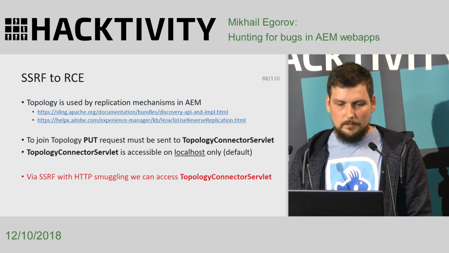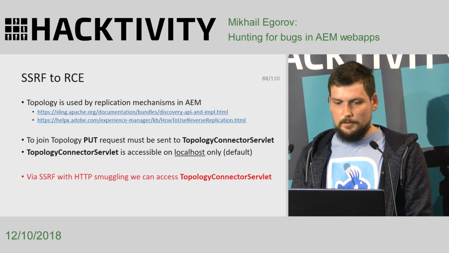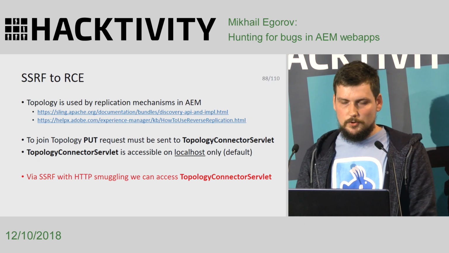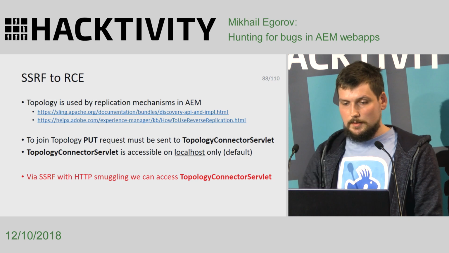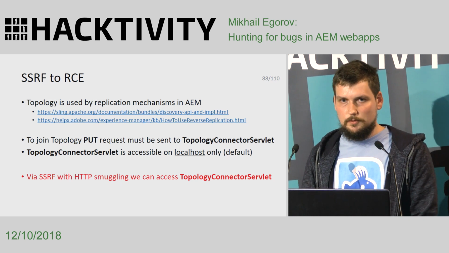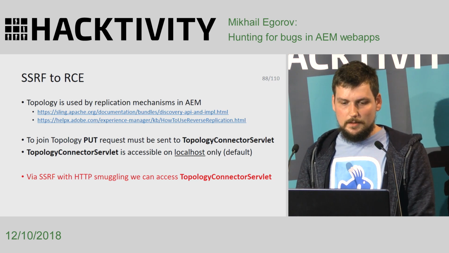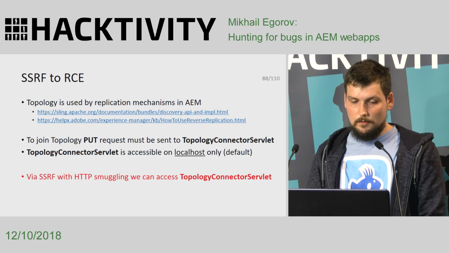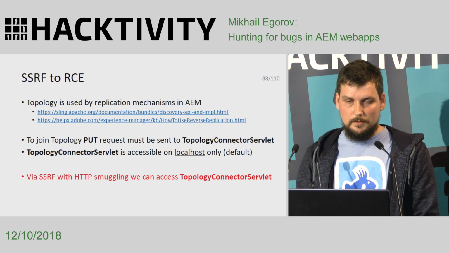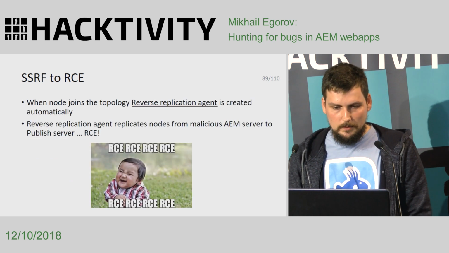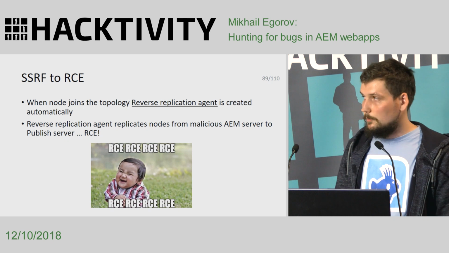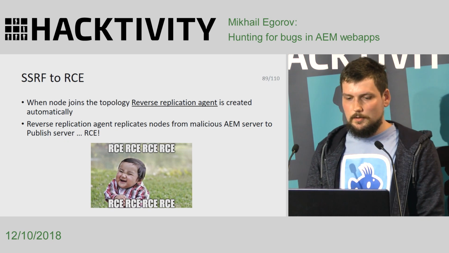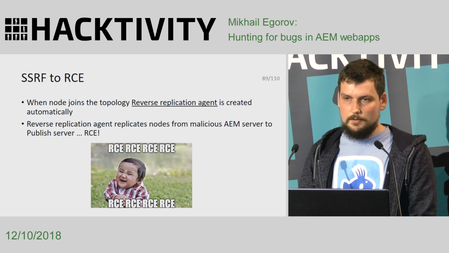In AEM, there is a term topology. Topology is used for replication, and the topology connector servlet in a default installation is accessible on localhost only. If we can send a PUT request to the topology connector, we can join the topology. Of course, via SSRF, we can do that. And when we reach the topology connector servlet on the publish instance, we join the topology and a reverse replication agent is created automatically.